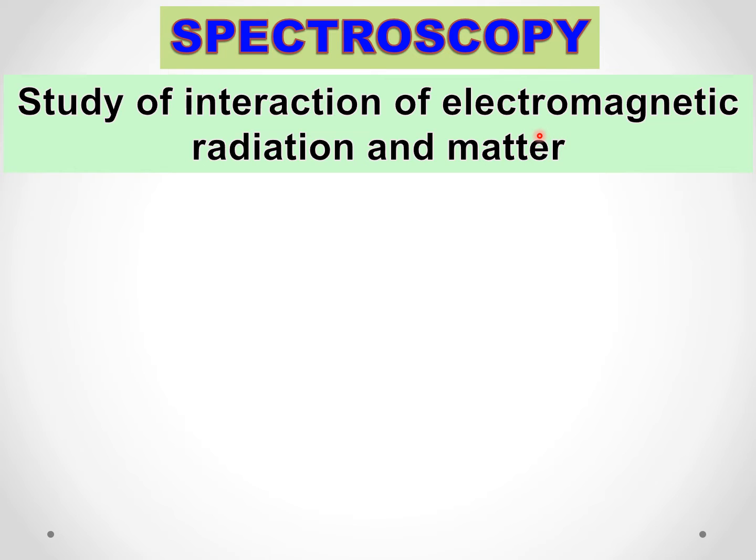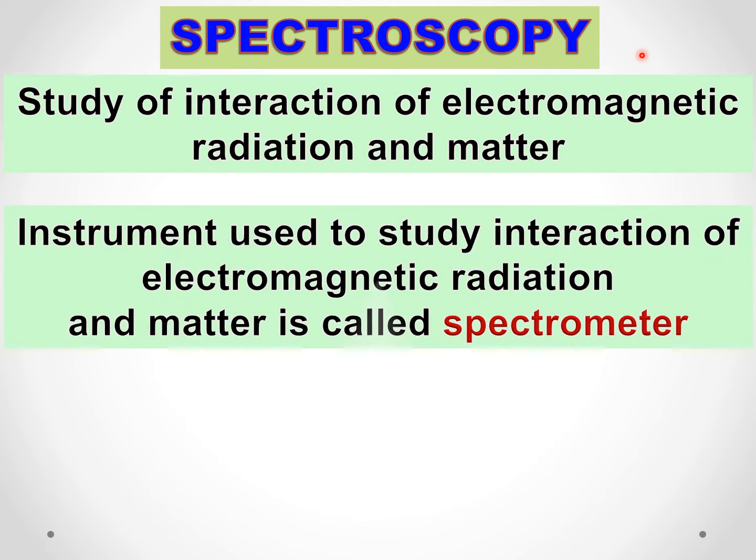Now, this is not done using our naked eye. We cannot study this with our naked eye. So for that, we have to use some instruments, and that instrument is called a spectrometer. The instrument which is used to study this interaction is called spectrometer.